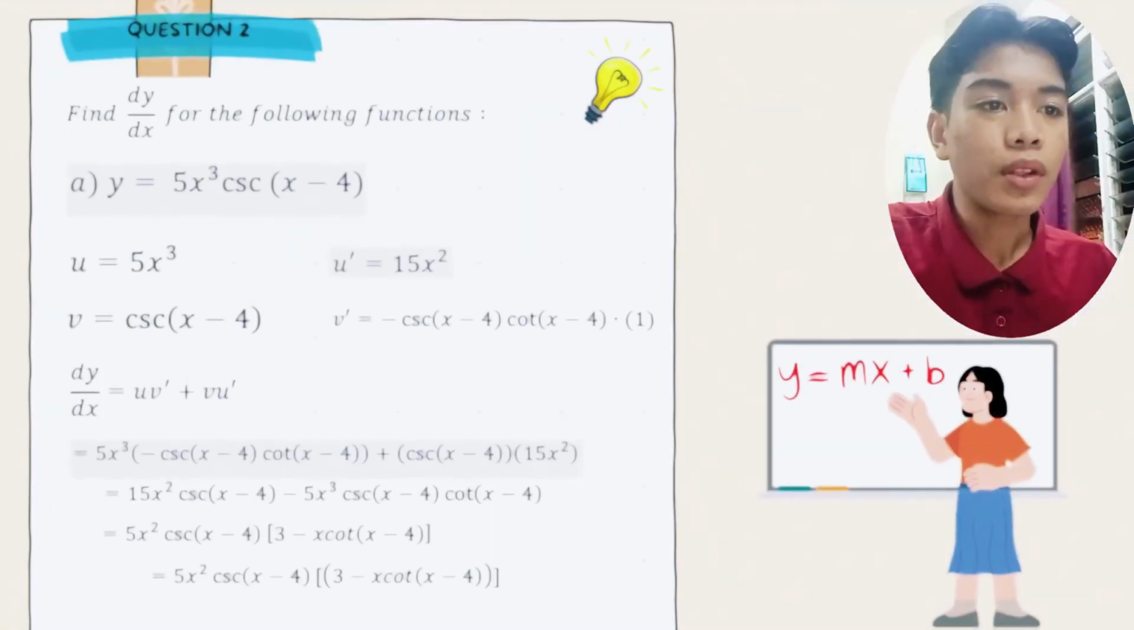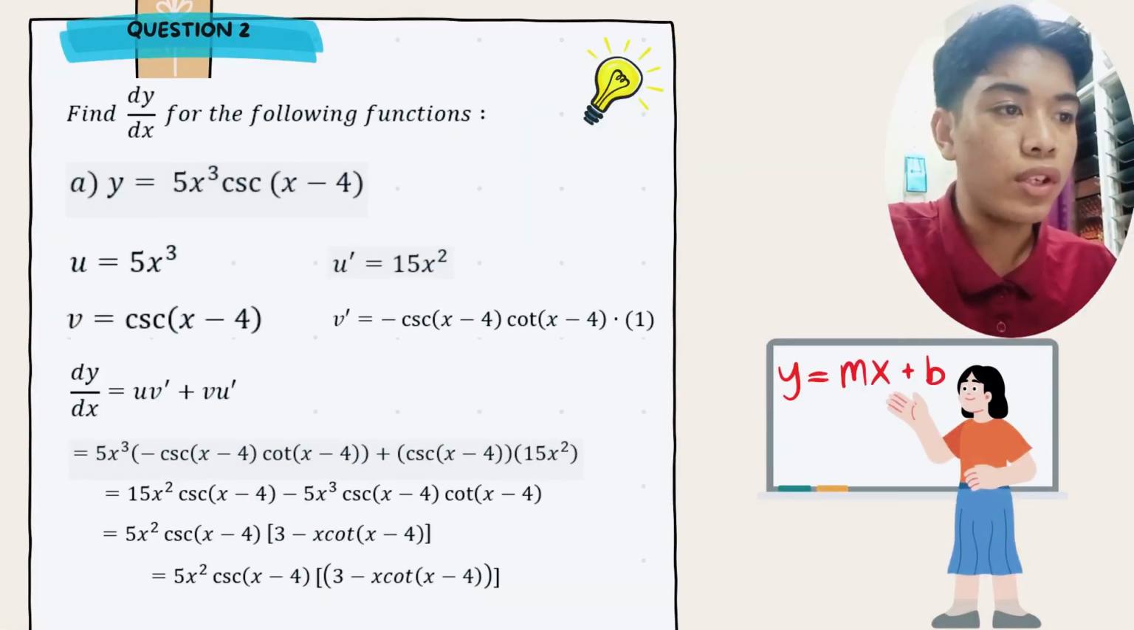Today we're looking at question 2a, where we need to find the derivative dy over dx for the function y equal to 5x cubed cosecant (x minus 4). Because this function is made of two different parts multiplied together, we need to use the product rule.